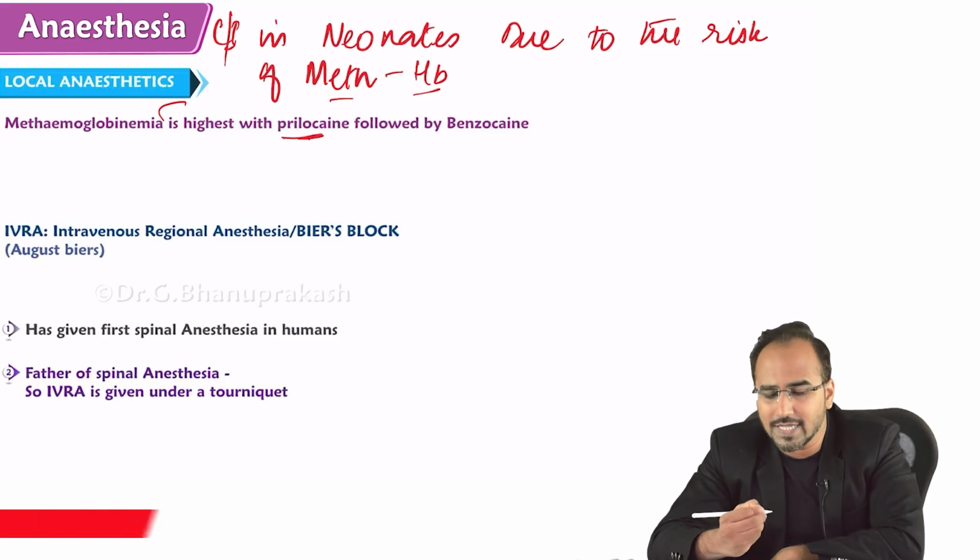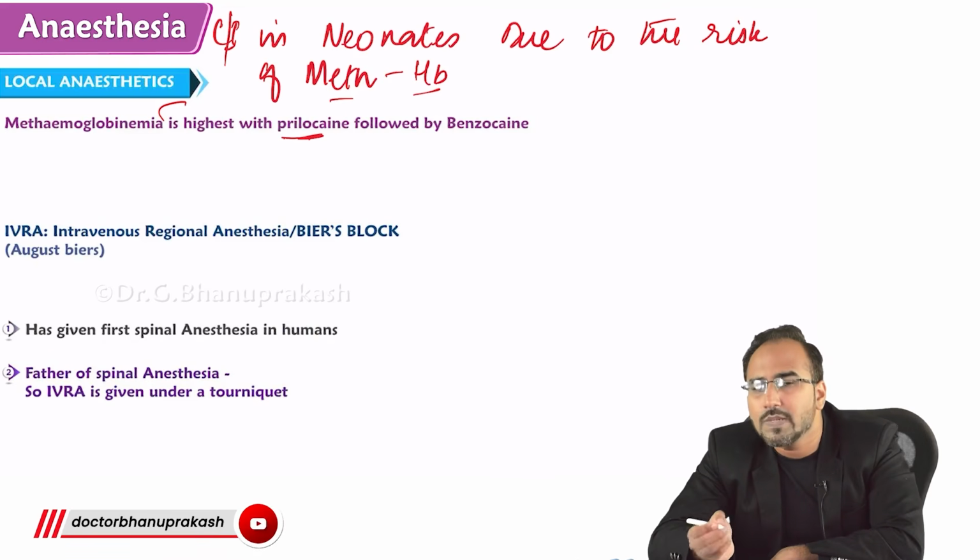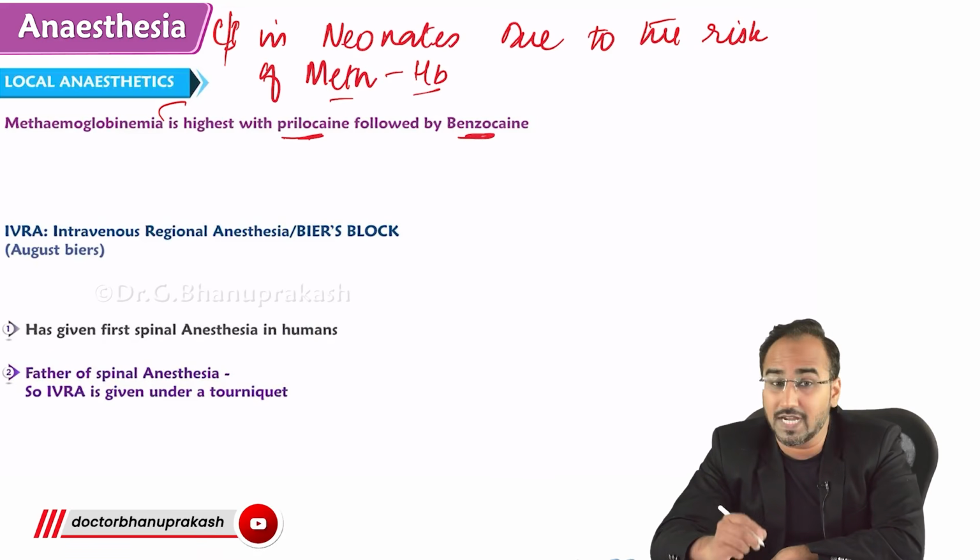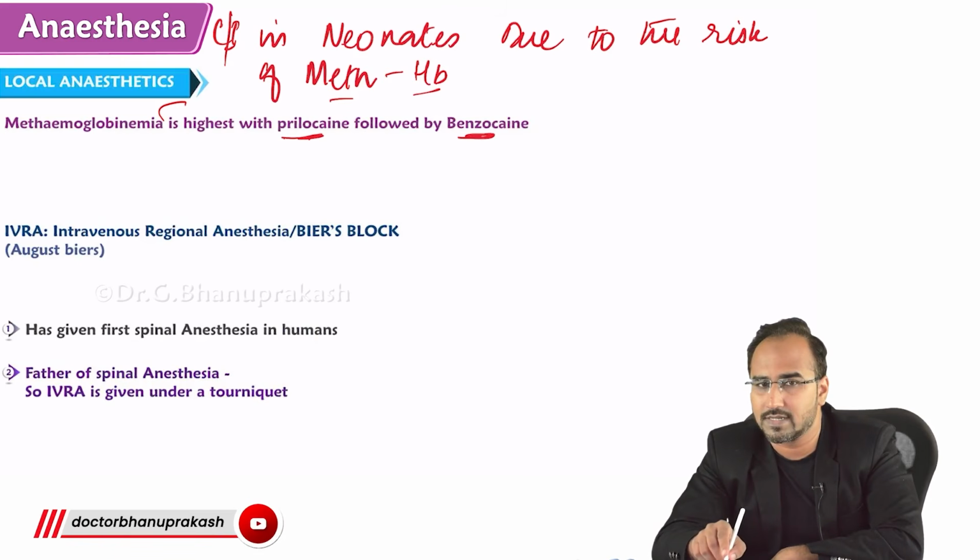If Prilocaine is not there in the option, methemoglobinemia can also be caused by benzocaine. But it doesn't mean that benzocaine is used in EMLA. Okay?